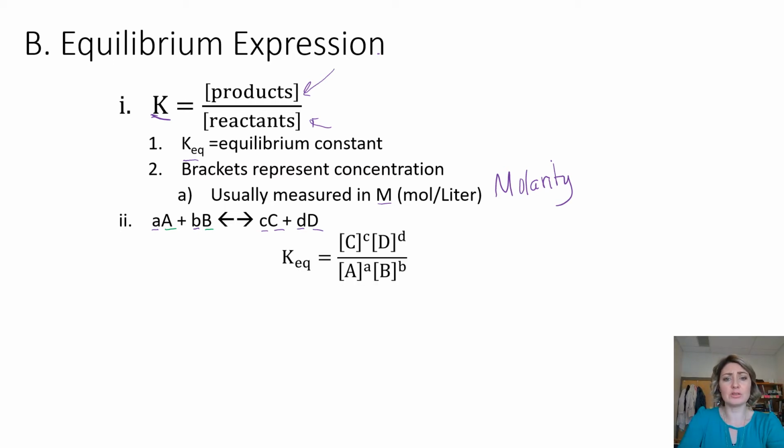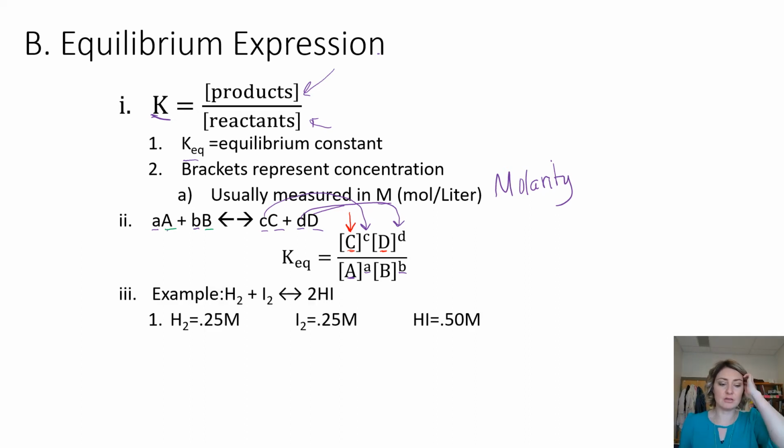So to write our equilibrium expression, we put in brackets the concentration of our substance. So this is product C and product D, and we are raising that to the power of our coefficients. Okay, and then we're going to do products over reactants. So as you can see on the bottom, I have the concentration of this reactant raised to the power of the coefficient. This is your general equation.